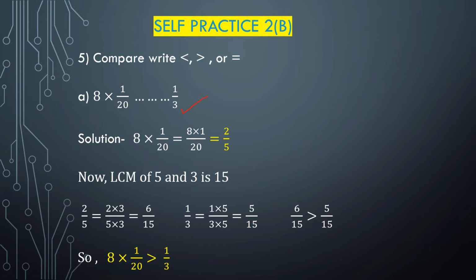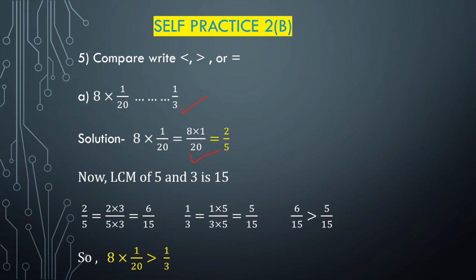First we have to find out the LHS expression. 8 multiplied with 1 divided by 20, product of a whole number and a fraction. Then we have to compare this value with the RHS, that is 1 divided by 3. It is less than or greater than or equal to. The product of a whole number and a fraction is the product of the numerators divided by the product of denominators. That is 8 multiplied with 1 divided by 20.